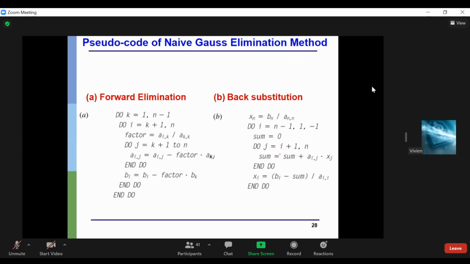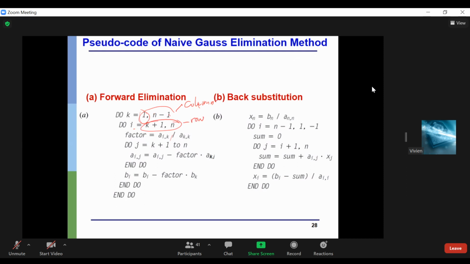Okay, so this is what the code looks like, and this is written in Fortran. So we do looping from k equals 1 up to n minus 1, in which here we do looping from i, which is k plus 1 up to n. So this is looping for the column. So we look at the first column. Now for the first column, we want to make 0 for the second row. So that will be the row.